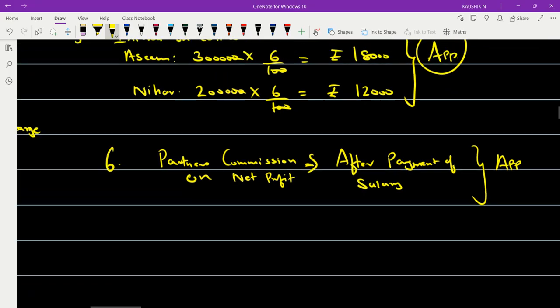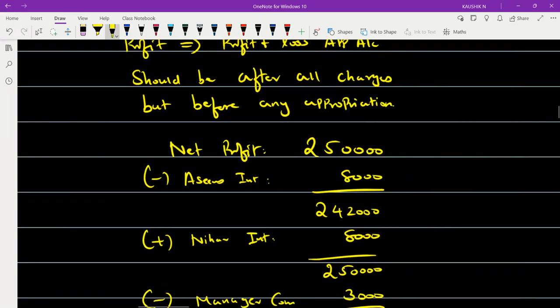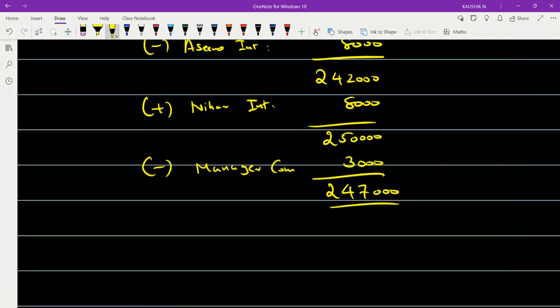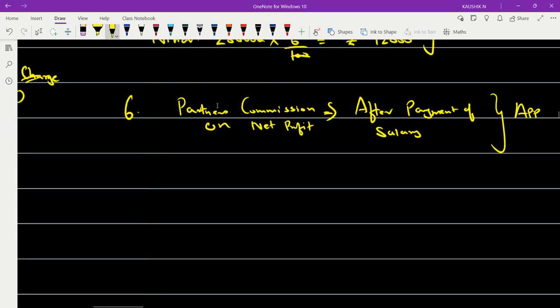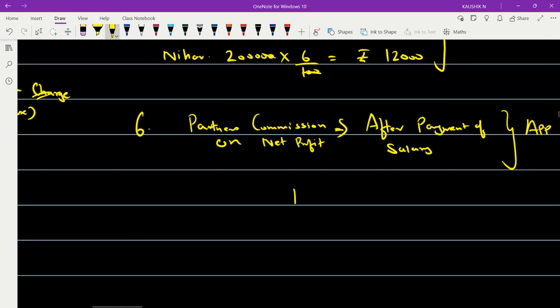Now, let us come to the concept. What is the amount that you will be taking to your P&L appropriation account finally? The net amount to be taken to P&L appropriation account finally is rupees 2 lakh 47,000. Okay, so now let's do this calculation. In the net profit of rupees 2 lakh 47,000, I have to calculate my partner's commission, and it is to be after the payment of salary.